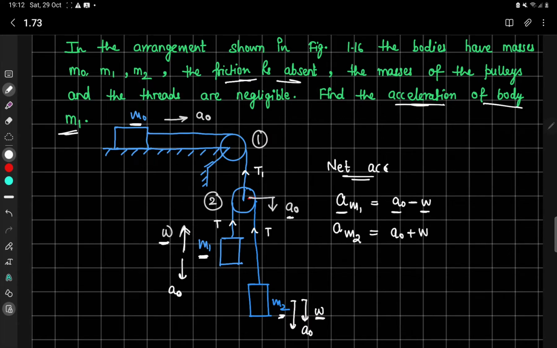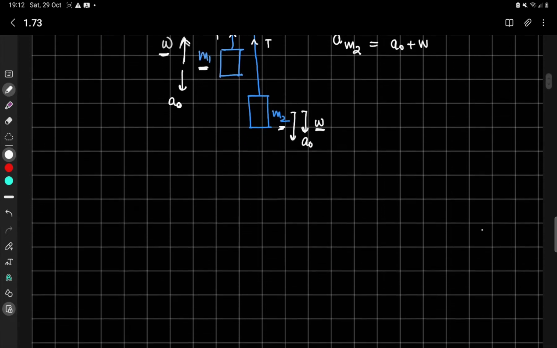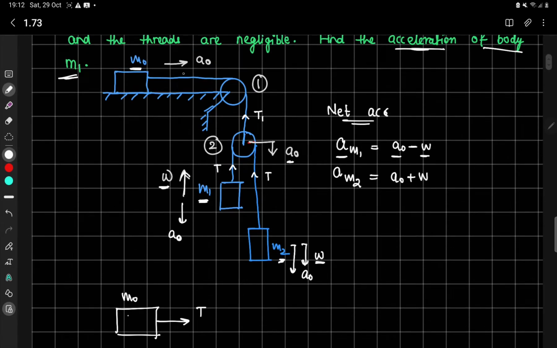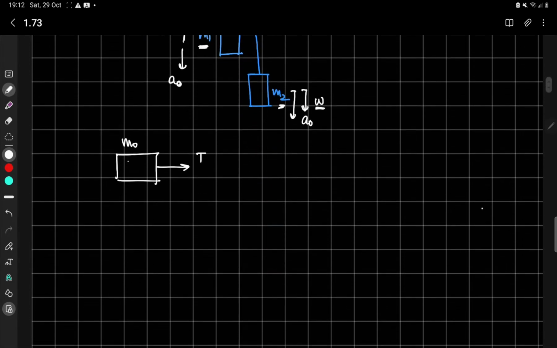Okay, so let us first draw the FBD of mass m0. So this is mass m0, and as there is no friction between the surfaces, we will not have forces corresponding to friction. So we will have the tension force, let us say T1 is acting here, and the acceleration of mass m0 is a0, so we can write T1 is equal to m0 into a0. This is our first expression.